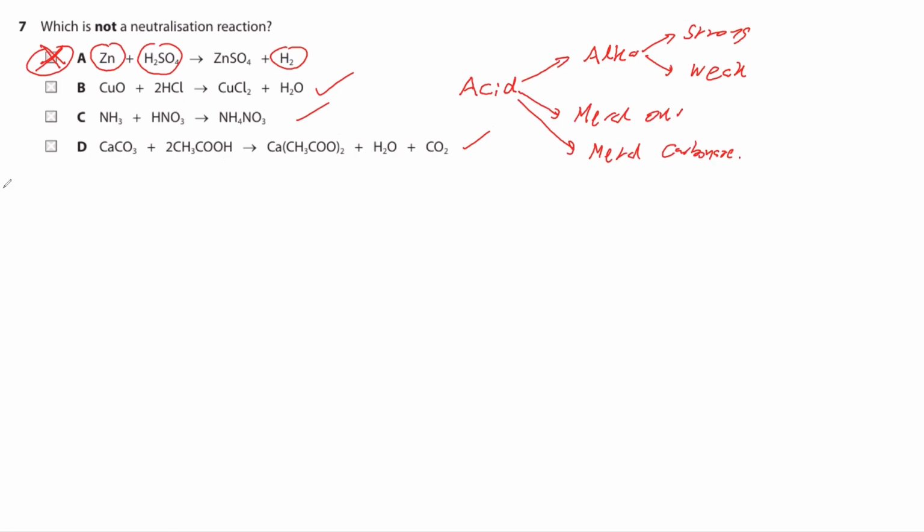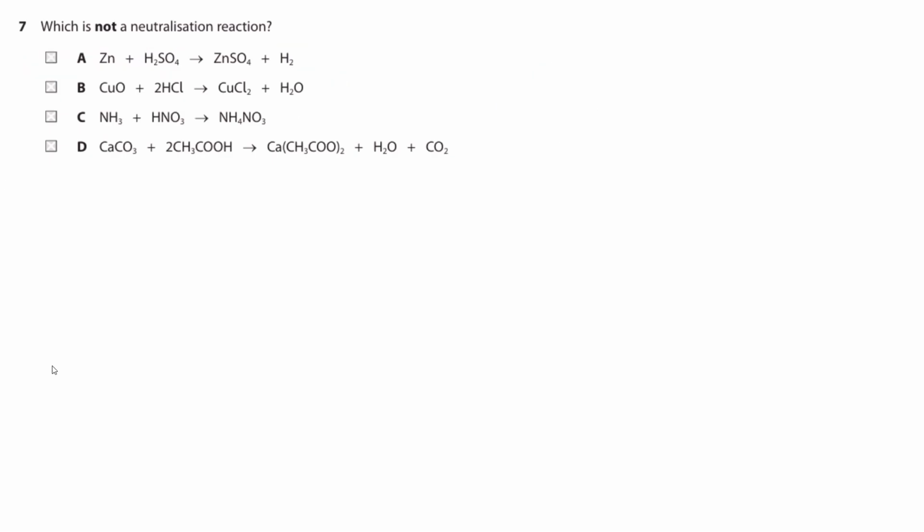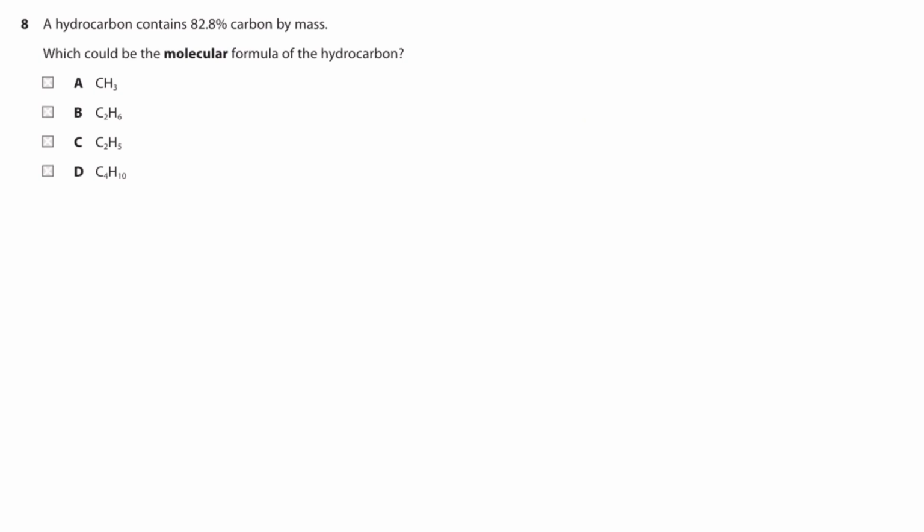Right. Now let's go for question number 8. In question number 8, they are talking about a hydrocarbon. So we know that hydrocarbon means a compound or a molecule which contains carbon and hydrogen only, nothing else. They say in this hydrocarbon, 82.8% is carbon. So the percentage of carbon is 82.8%, and the remaining should be hydrogen.